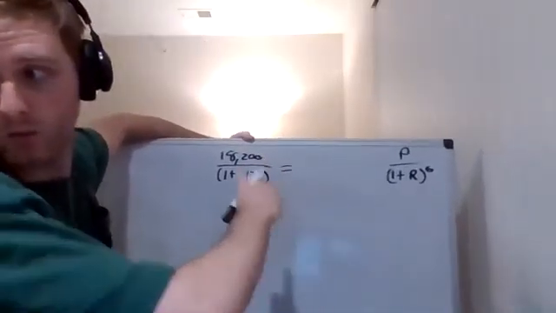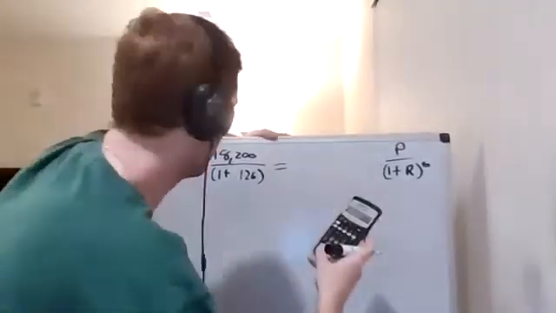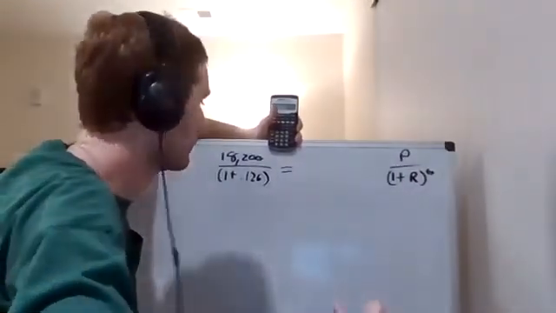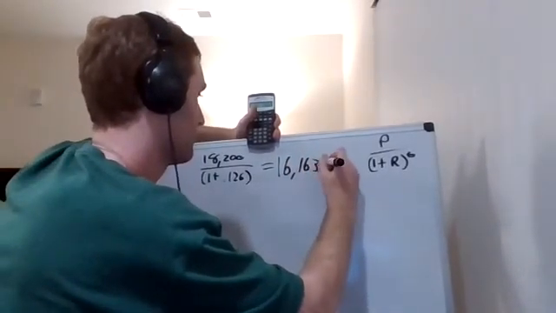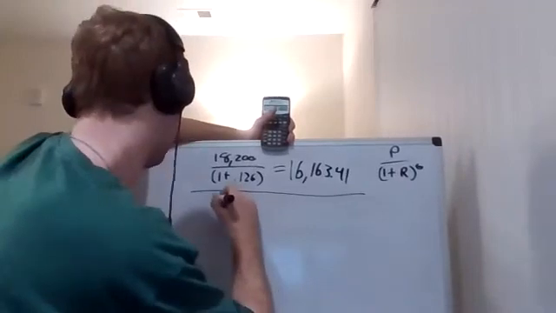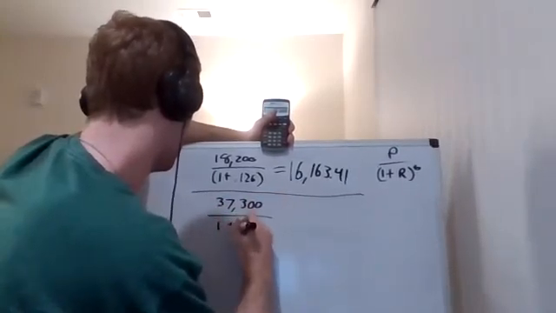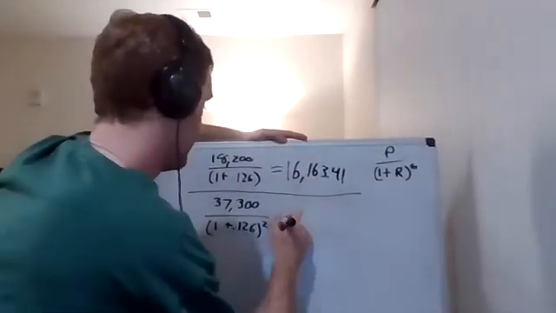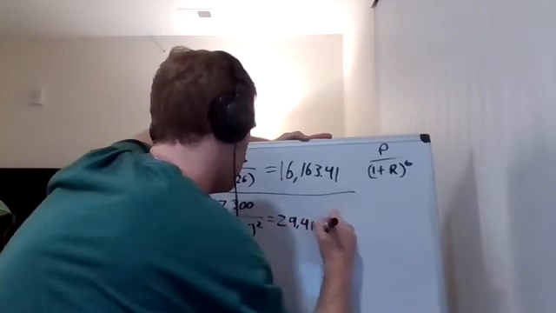So did anybody want to give me that one? You guys want me to do it? I want you guys to run through it too, just so you're tracking along. 16,163.41. Cool. So we got that one. Let's now move into the 37,300 over 1 plus 0.126 parentheses 2. $29,418.72. You guys check me, make sure we're good.